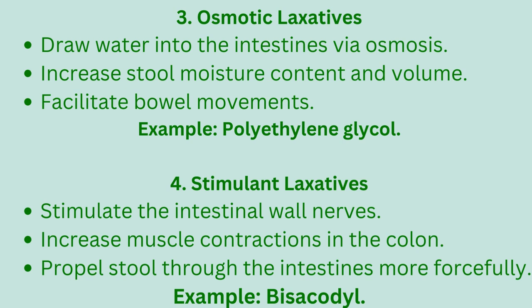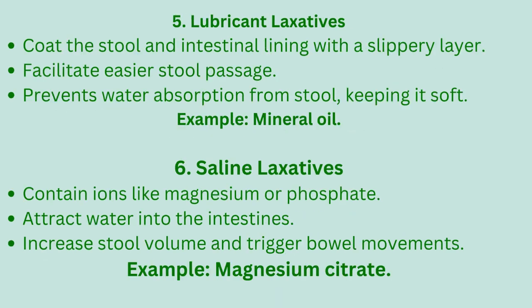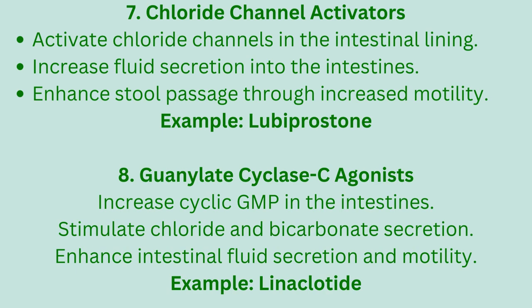Example, bisacodyl. 5. Lubricant laxatives coat the stool and intestinal lining with a slippery layer, facilitate easier stool passage. Example, mineral oil. 6. Saline laxatives contain ions like magnesium or phosphate, attract water into the intestines. Example, magnesium citrate. 7. Chloride channel activators activate chloride channels in the intestinal lining, increase fluid secretion into the intestines.